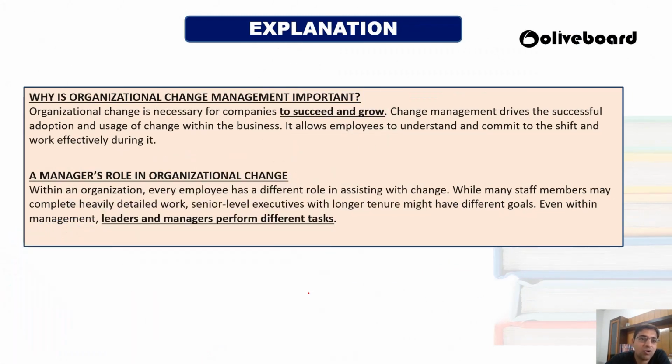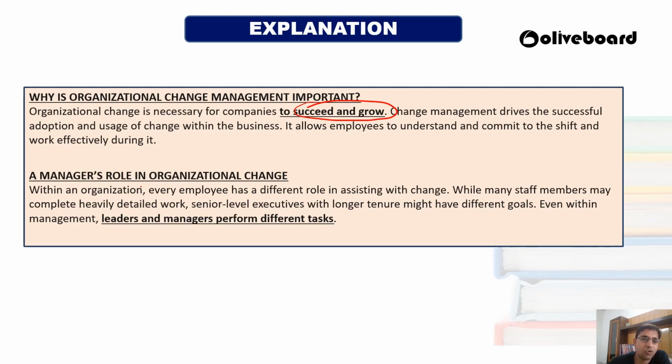So why is organizational change management important? Because if you are doing the organizational change, it will help you to succeed and grow. Because if you are not changing, then you are lagging behind your peers, and your peers will take the lead and you will be remaining behind, because you will be utilizing the old-fashioned things.